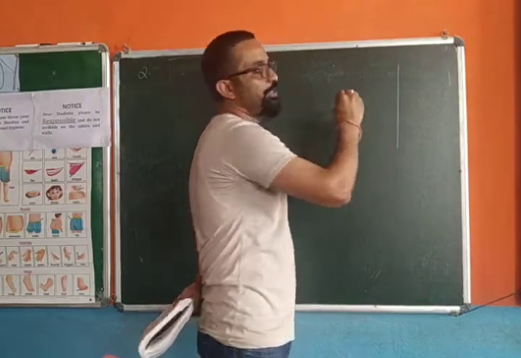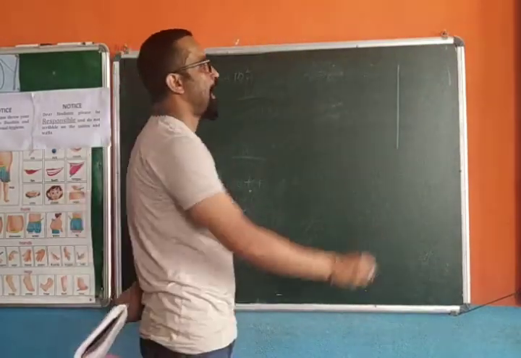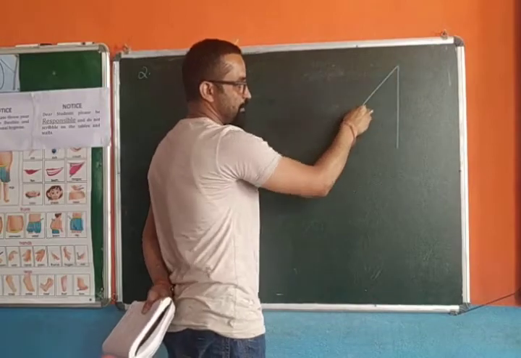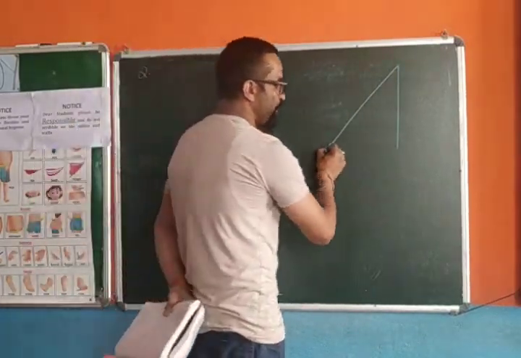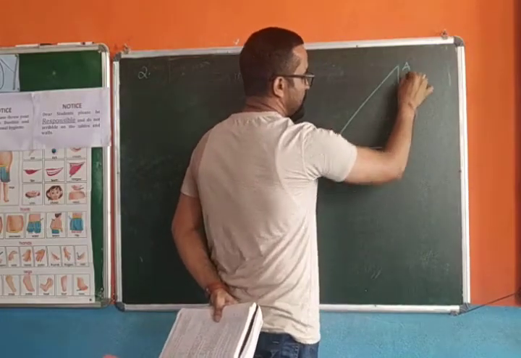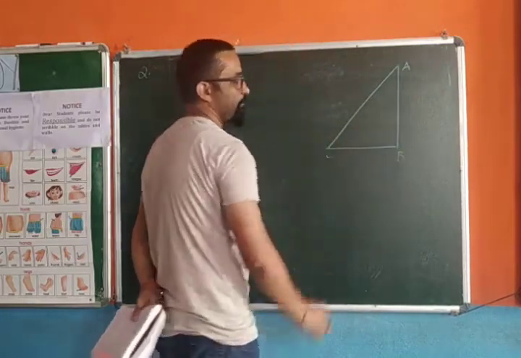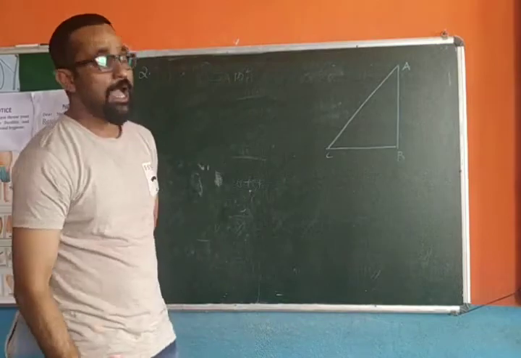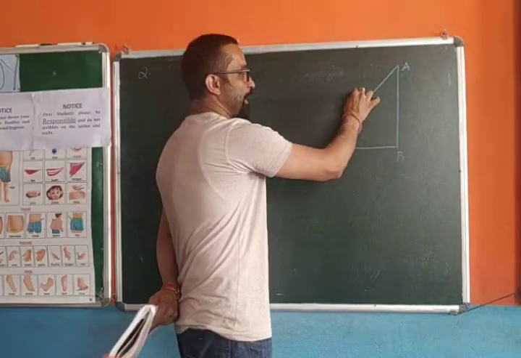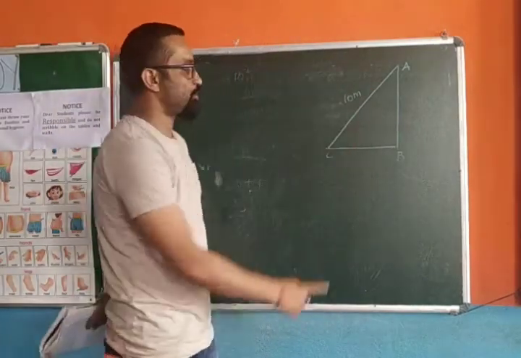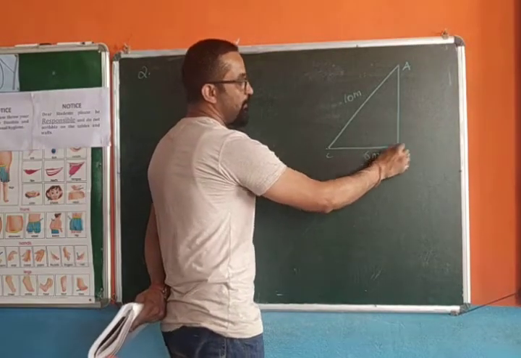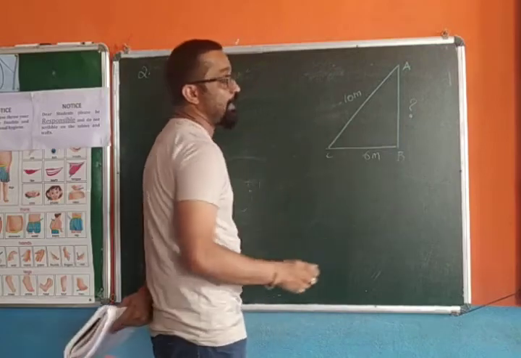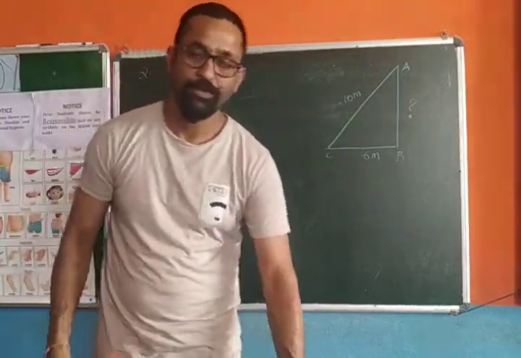The wall is vertical and the ladder is always placed slanting. So we join it so that we get a triangle. The length of the ladder is given, which is equal to 10 meters. The distance of the foot of the ladder from the wall is given as 6 meters. You need to calculate the height of the wall.